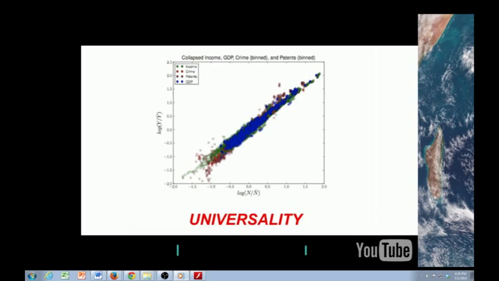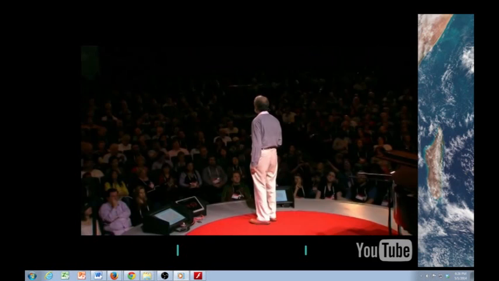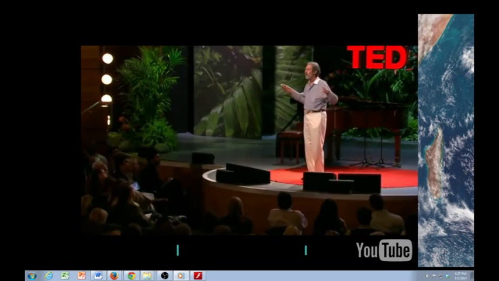And here's the statement: if you double the size of a city from 100,000 to 200,000, from 1 million to 2 million, 10 to 20 million, doesn't matter, then systematically you get a 15% increase in wages, wealth, number of AIDS cases, number of police, anything you can think of. It goes up by 15%, and you have a 15% savings on the infrastructure. This, no doubt, is the reason why 1 million people a week are gathering in cities, because they think that all those wonderful things like creative people, wealth, income, is what attracts them, forgetting about the ugly and the bad.